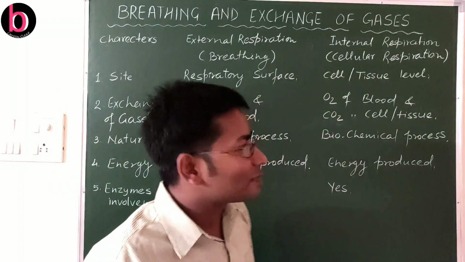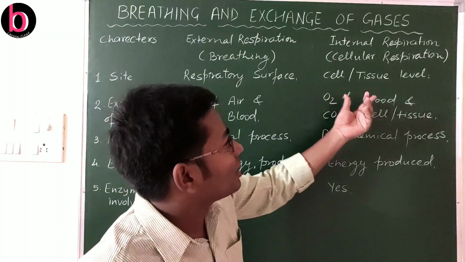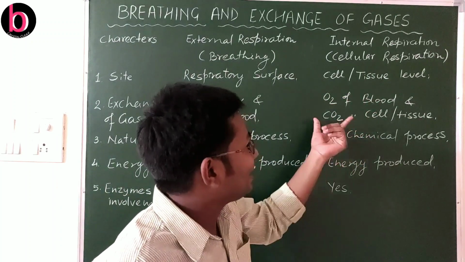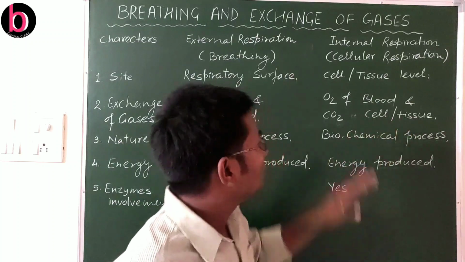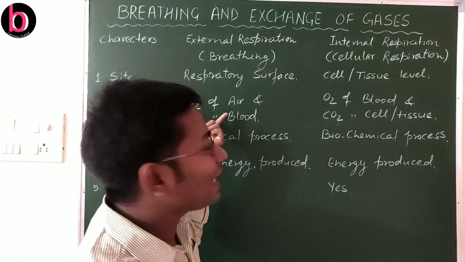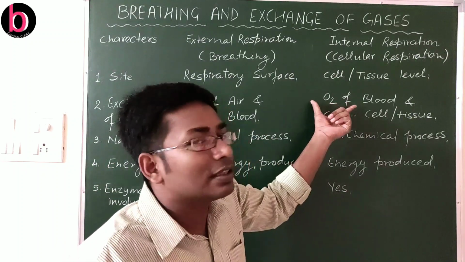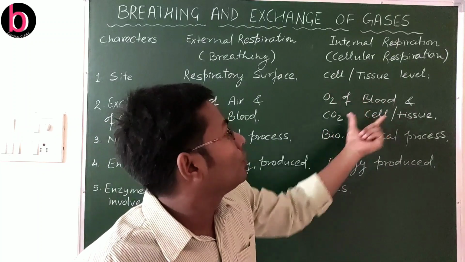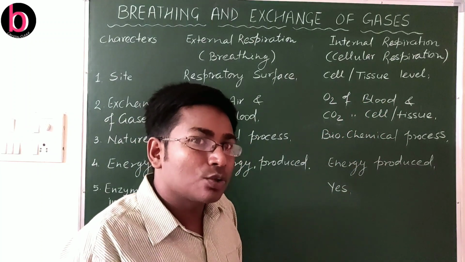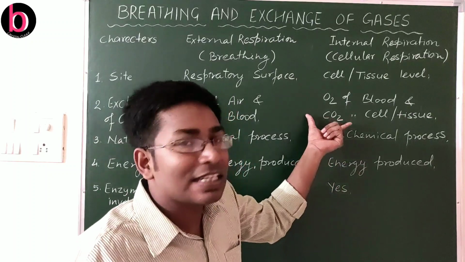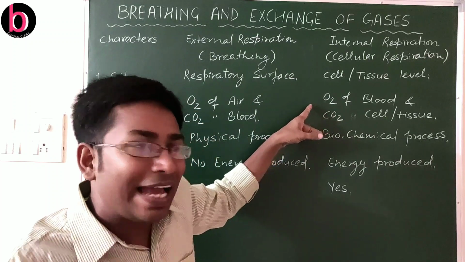While during internal respiration or cellular respiration, oxygen of blood is getting exchanged with carbon dioxide of cell and tissue. This oxygen is taken from the alveoli with the help of the respiratory pigment, that is hemoglobin, up to particular cells or tissues, and by those cells or tissues there will be release of carbon dioxide. At the same time, by the process of diffusion there will be mutual exchange.